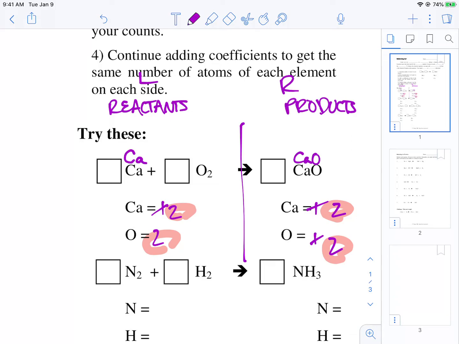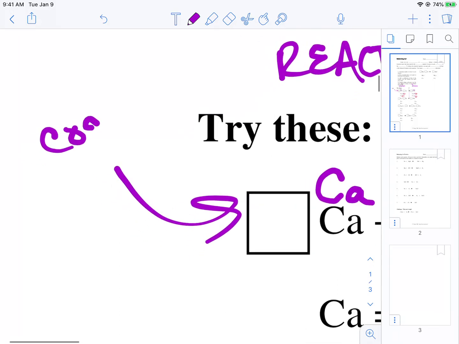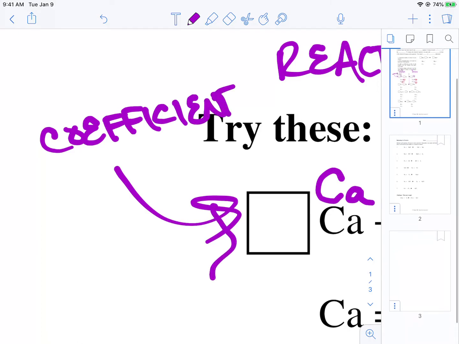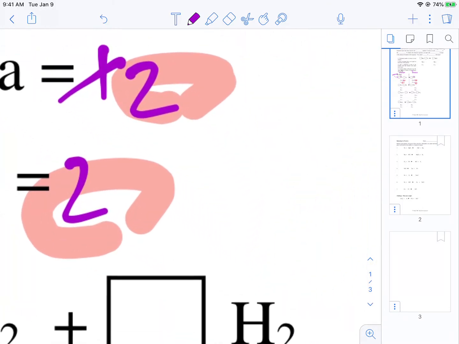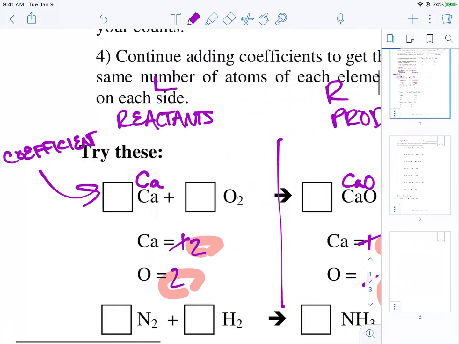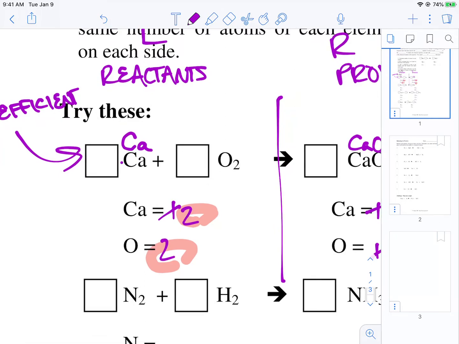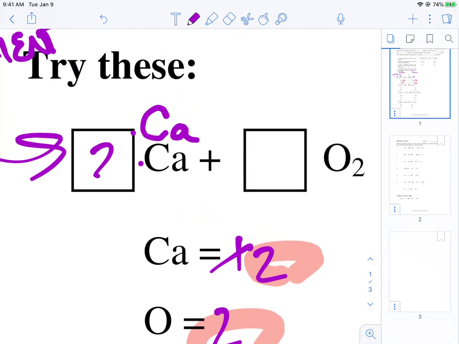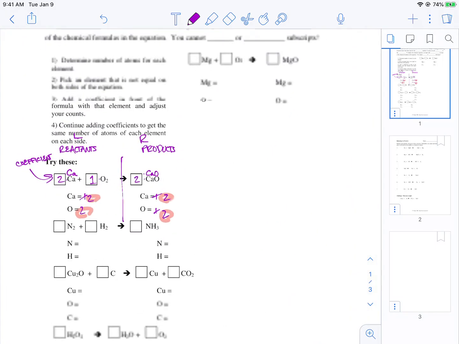So what do I put in these boxes here? The boxes hold what's called a coefficient, which is the large number that you multiply your current equation by to get it balanced. The coefficient is not necessarily the number down here. It's just what you multiply up here to get to the total down here. The other way to look at it is you just write the symbol how many times it's written. If calcium is written twice here, I put a 2. If oxygen is written once, I put a 1. If calcium oxide is written twice, I put a 2. And voila, you're done.